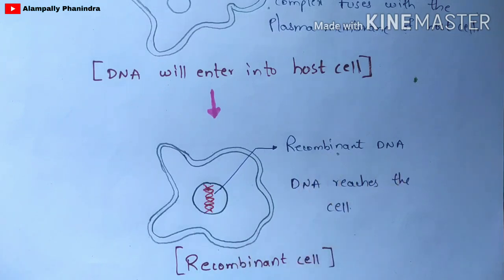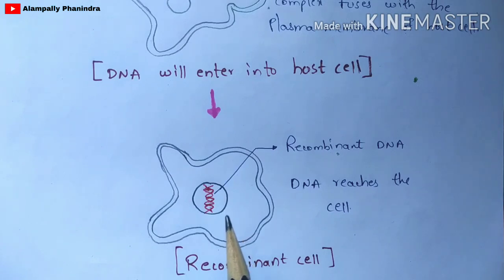Why is it called recombinant DNA? Because it is present in a recombinant cell. So why is it called a recombinant cell? Because it consists of recombinant DNA. And in the same way, what I wanted to say is that here this cell is modified. How is it modified?